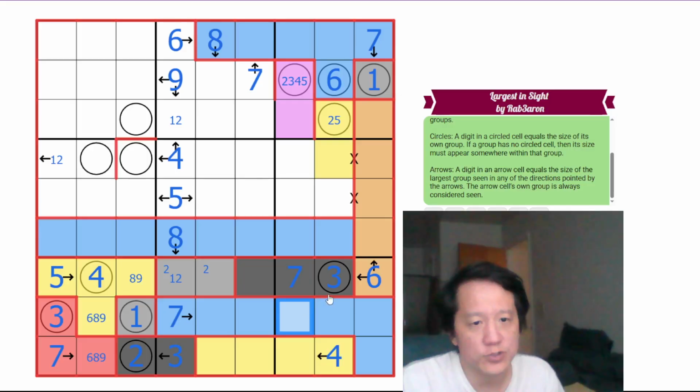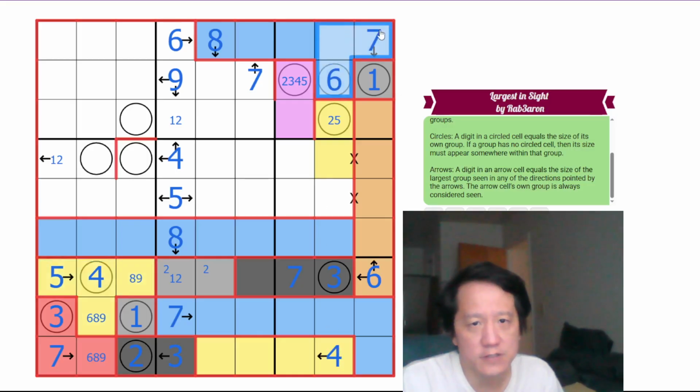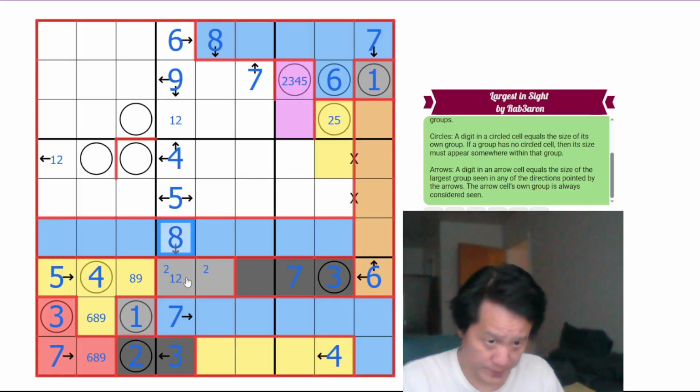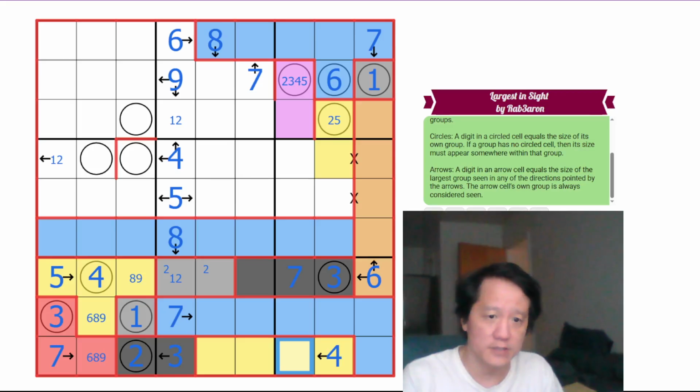So let's just double check. Arrows. So this is size 3. That matches. Size 1, size 2, size 3, size 4. Size 6, size 1. Where is 1 in box 9? Can't be here because of 1 in the row. Can't be here because of 1 in the column. So 1 has to be here.